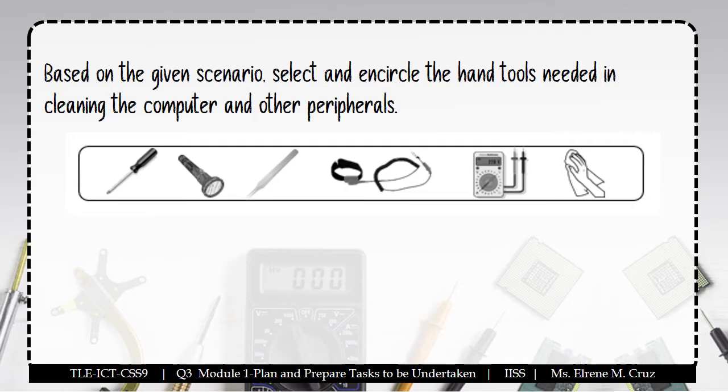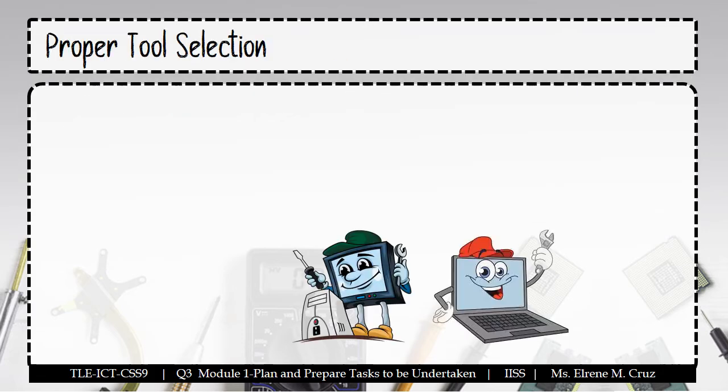Based on the given scenario, select and encircle the hand tools needed in cleaning the computer and other peripherals. Is it a screwdriver, a flashlight, tweezer, anti-static wrist strap, multimeter, or a cleaning cloth? The answer is a cleaning cloth.